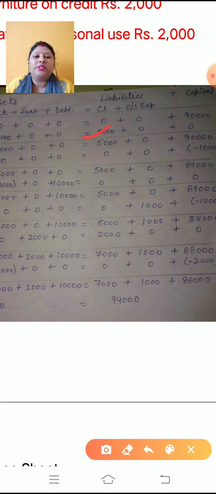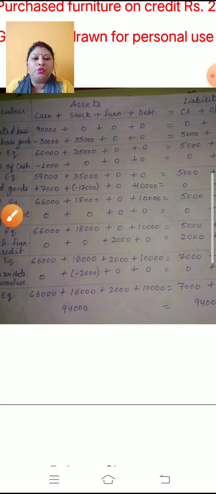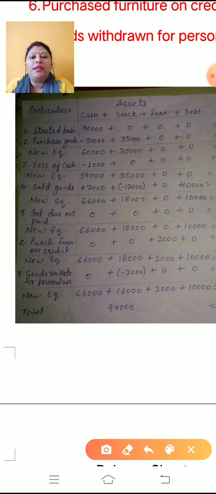Okay. So this is the effect. After the first two transactions, make one line for the total and make the new equation. Now, out of the cash, 90,000 minus 30,000, it will become 60,000. Stock 35,000, and furniture and debtor 0. On the other side, you have to write down 0.